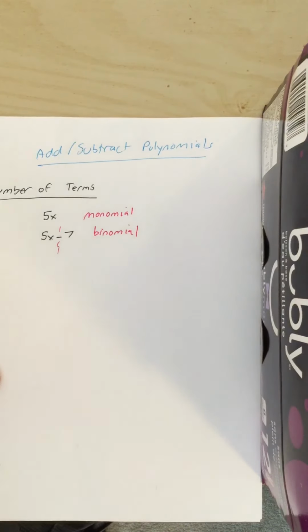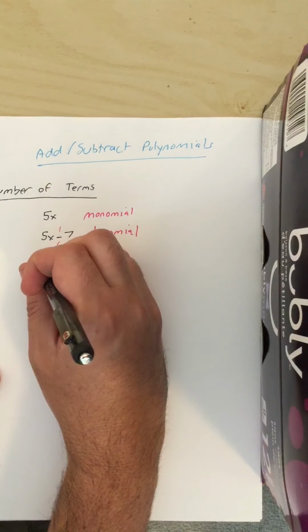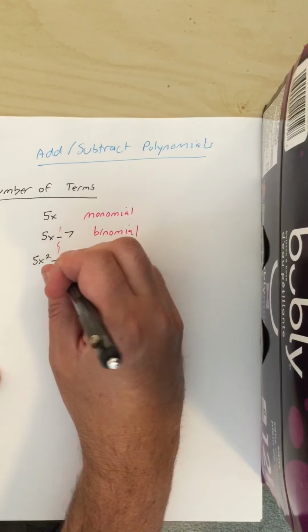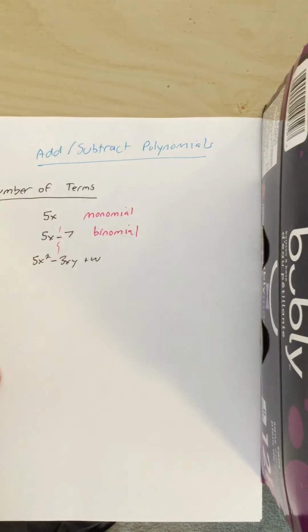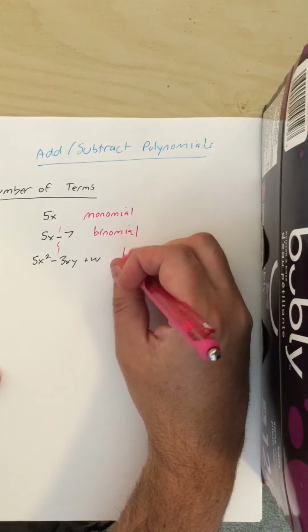And if you had three terms, it would be a trinomial. So it could be 5x squared minus 3xy plus w. And that would be a trinomial.